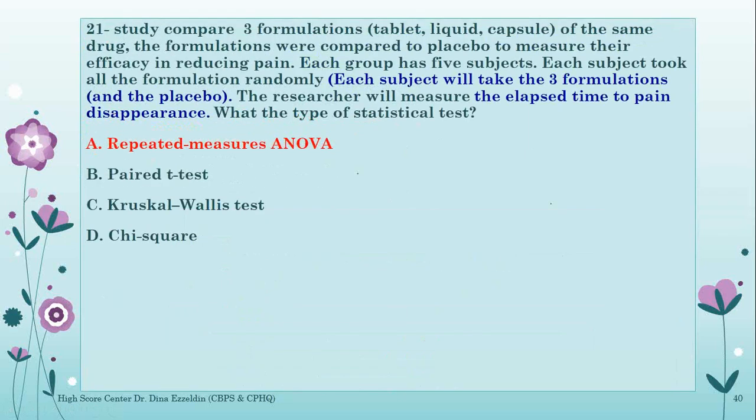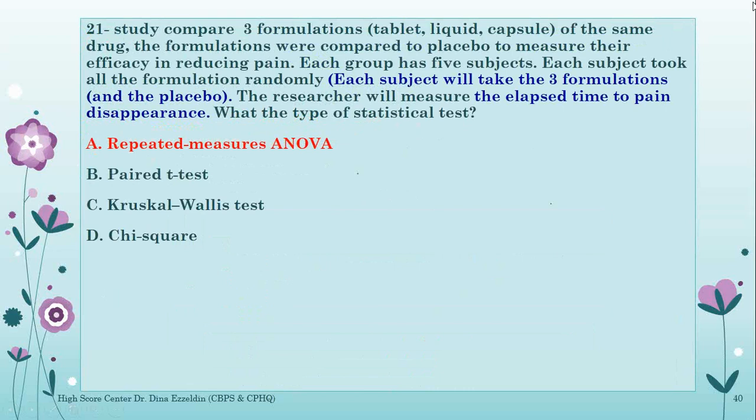A study compares three formulations, tablet, liquid, capsule, of the same drug. The formulations were compared to placebo to measure their efficacy in reducing pain. Each group has five subjects. Each subject took all the formulations randomly. So each subject takes all three formulations and the placebo also. So it's the same group and we will take more measures. The researcher will measure the elapsed time to pain disappearance.